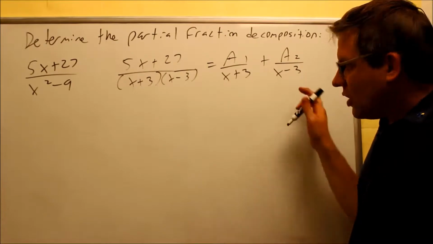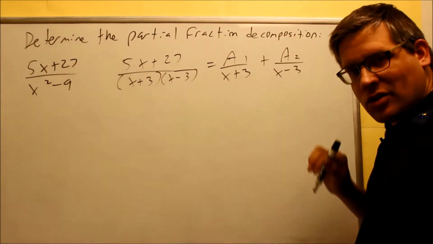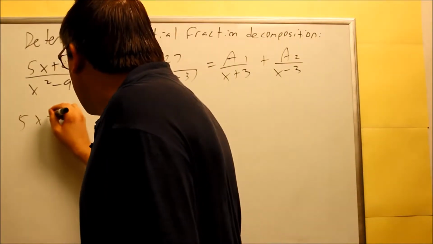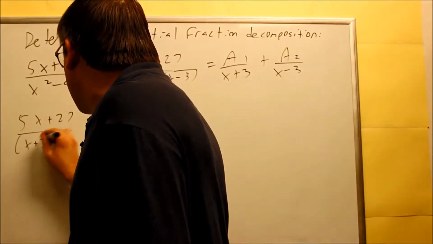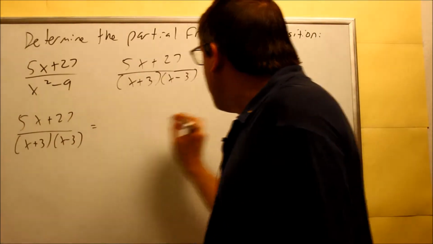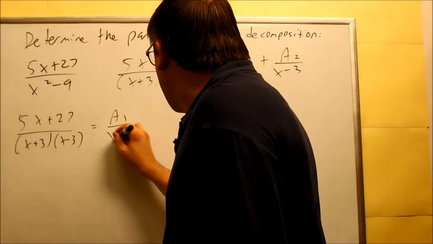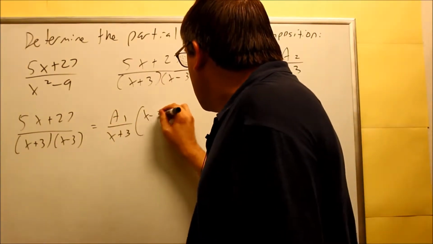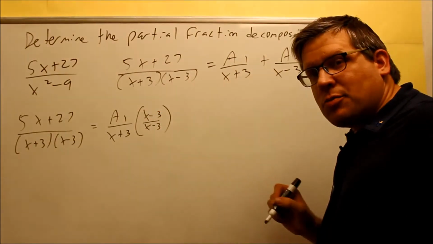Now, next thing you want to do is actually do the work and combine these together as a single fraction. This one over here, I'm just going to go ahead and leave alone. So 5x plus 27 over x plus 3, x minus 3. Okay, so I need to get common denominators with each one of these. So I have a1 over x plus 3. It has the x plus 3, but we're missing the x minus 3. So I'm going to go ahead and multiply top and bottom by x minus 3.